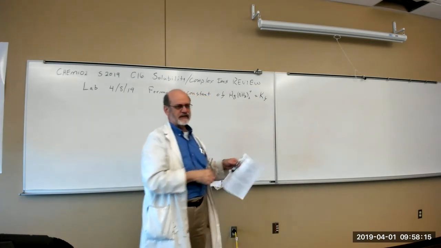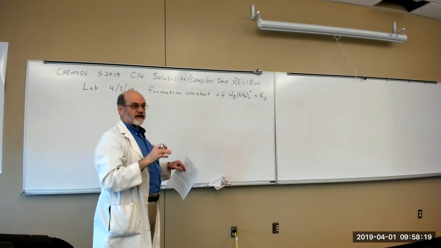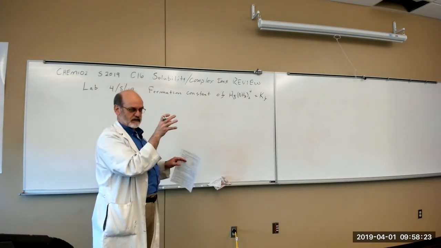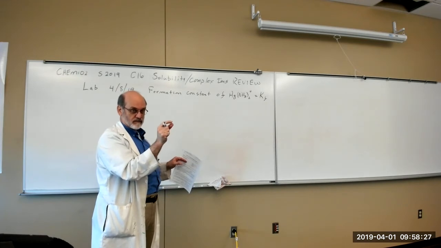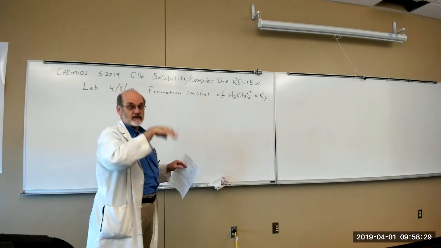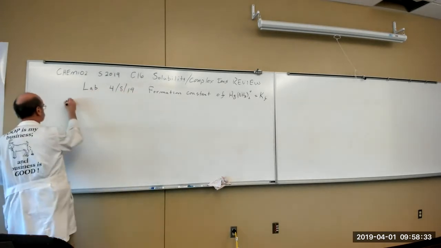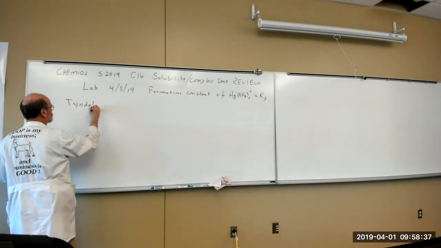We're going to have to use the Tyndall effect to be able to very precisely determine the point at which precipitation happens, because we're doing a titration. Is it Tyndall? Tyndall effect. I think it's 2 L's.